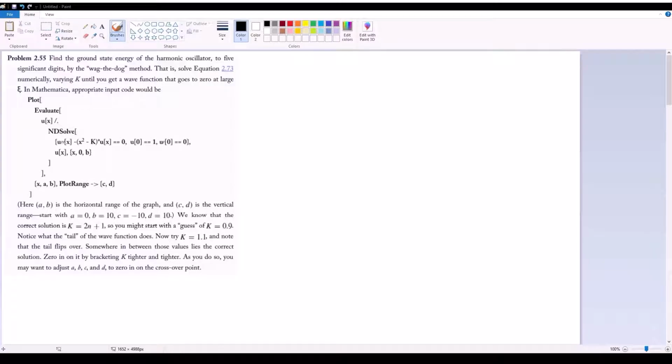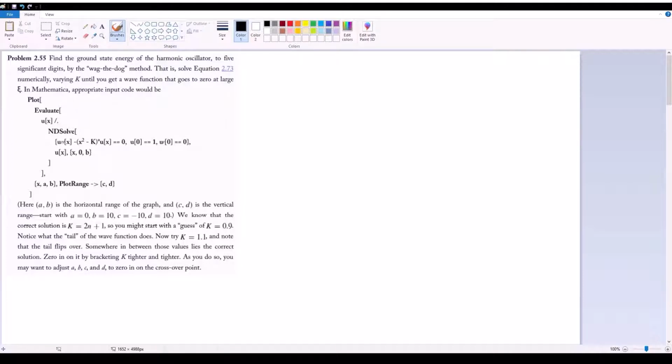Right. 2.55 is where we're going to start to see a number of coding questions pop up. So starting with this one, we want to solve the ground state energy of the harmonic oscillator to 5 significant digits via something called the wag the dog method, that is, to solve equation 2.73 numerically via code.